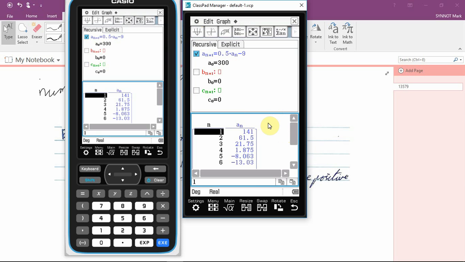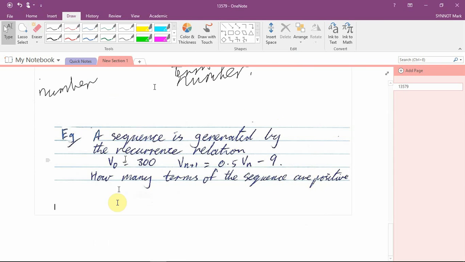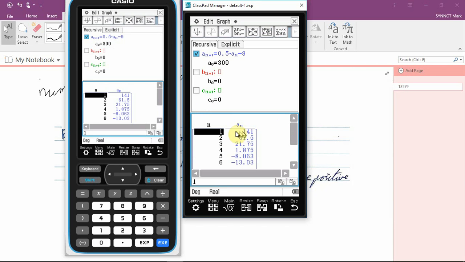All right, so the question asks us how many terms of the sequence were positive. So how many are positive? When we look here, n equals 1, n equals 2, 3, and 4 are all positive, then n equals 5 goes to negative. So by the looks of this, there's 4 terms there. However, we need to remember we started with 300. Now 300's not in that list there, so we need to count that as well. So there's these 4 terms plus the 300.